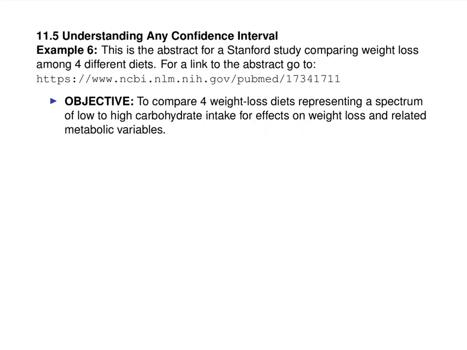The objective of this study was to compare 4 weight loss diets that represented a spectrum of low to high carbohydrate intake for effects on weight loss, and then related metabolic variables. And those things are things like blood pressure, cholesterol, stuff like that.